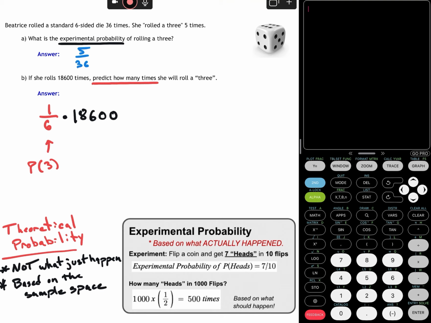18,600. So you take your 1 divided by 6, and then you multiply that by 18,600, and what you end up with is 3,100 times. So what we expect to happen, or what we predict is going to happen, is that she's going to get 3,100 threes in the roll. So you completely ignore the experimental probability when you're trying to predict what's about to happen for the theoretical probability.